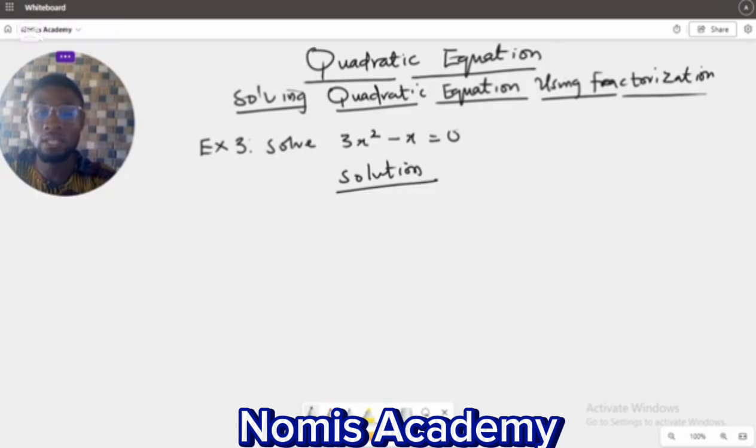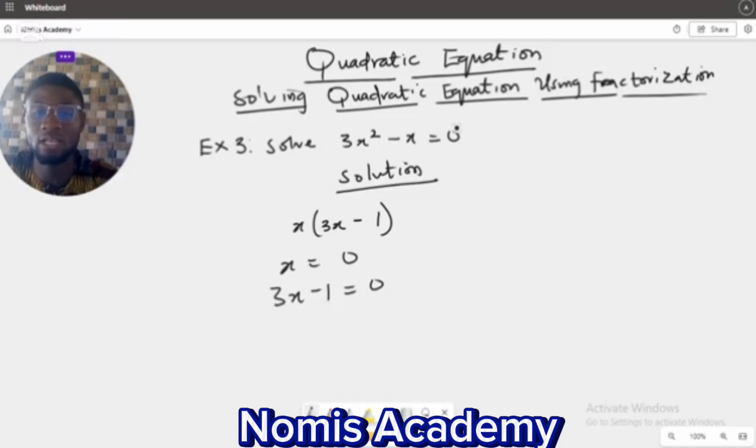So just say x into, then what will it take this x to complete 3x squared? That will be 3x minus, what will it take x to complete this x? By multiplication, so know that you are multiplying, and that will be 1. Very good. So I just factorize 3x squared minus x equals to 0. Split it to be x is equals to 0, or 3x minus 1 is equal to 0.